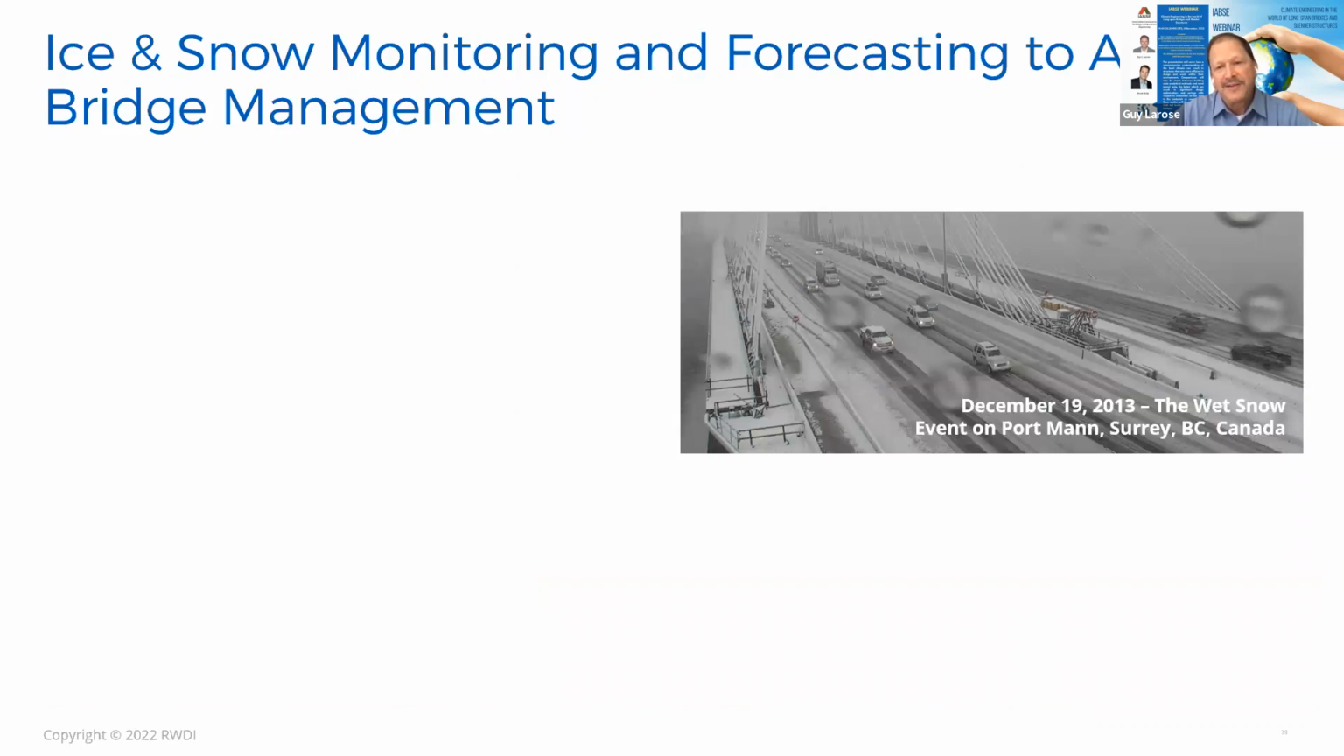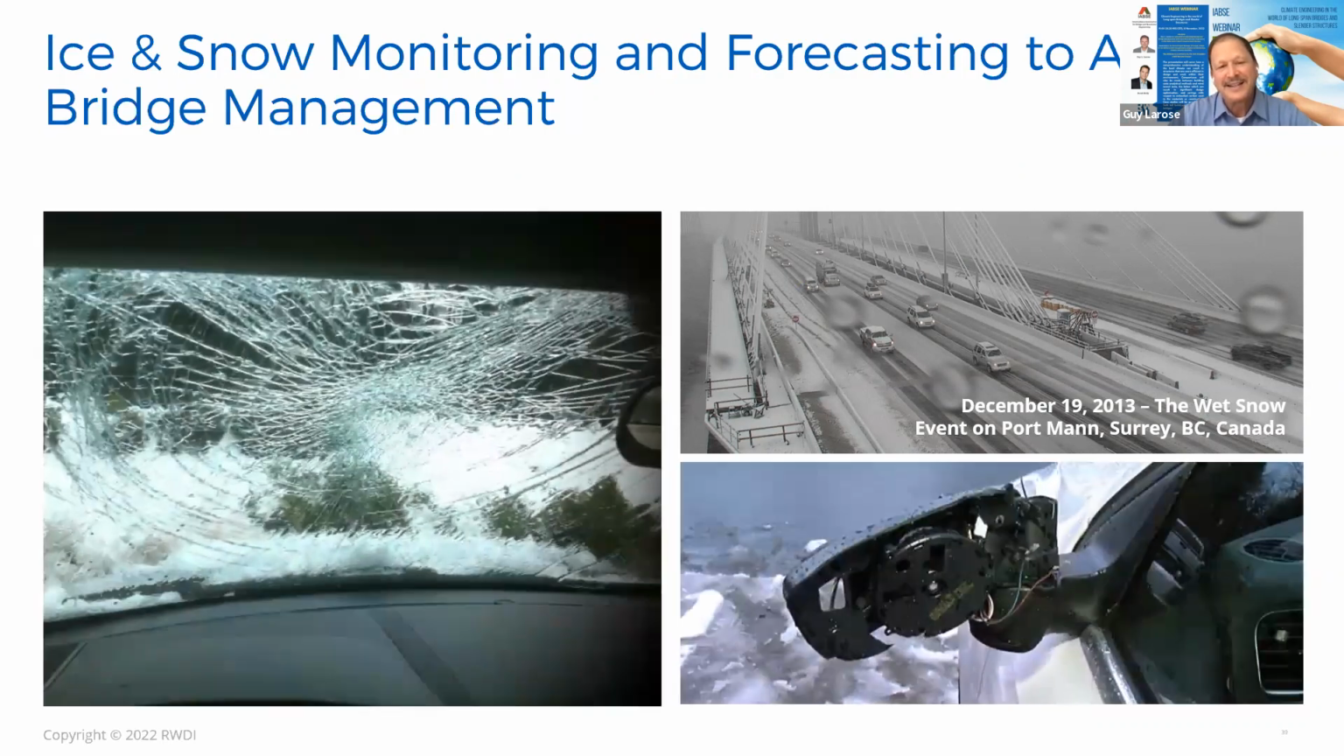Sometimes we face conditions like this that happened in Vancouver, where you had accumulation of ice and snow on the cable. Next slide, it created slush bombs. It was not parts of ice. It was not debris of ice. It was really bombs of really wet snow falling on the traffic. And this is a really difficult problem to solve.